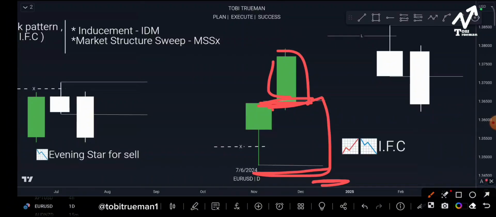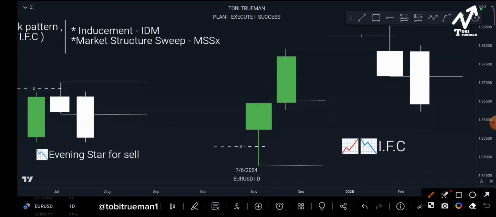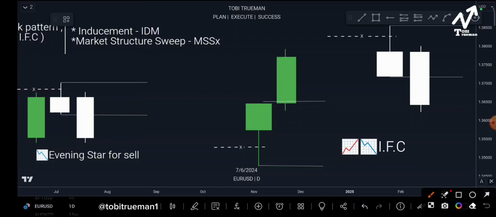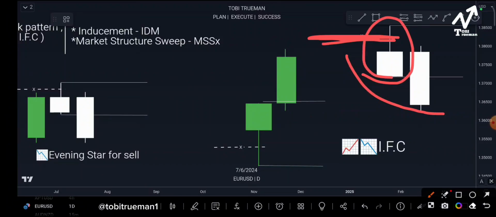Okay, so the same thing applies for the selling model. After price has taken out either the inducement point or the major structure high point or low point, in this situation, after price has taken out the major structure high point, we can see that price gives us our institutional funding candlestick. What we expect next is the next candlestick to close below it, then we enter our trade.